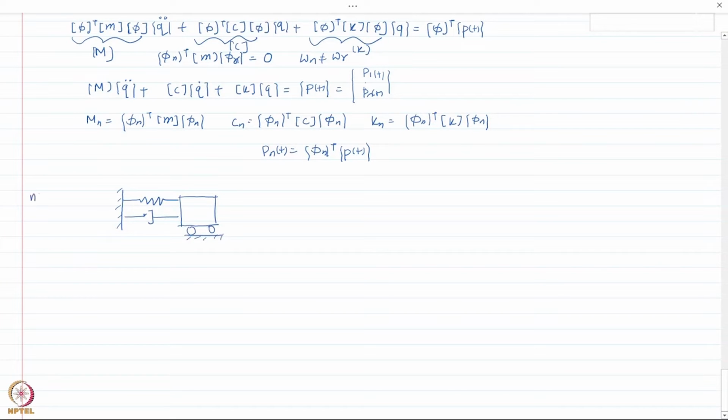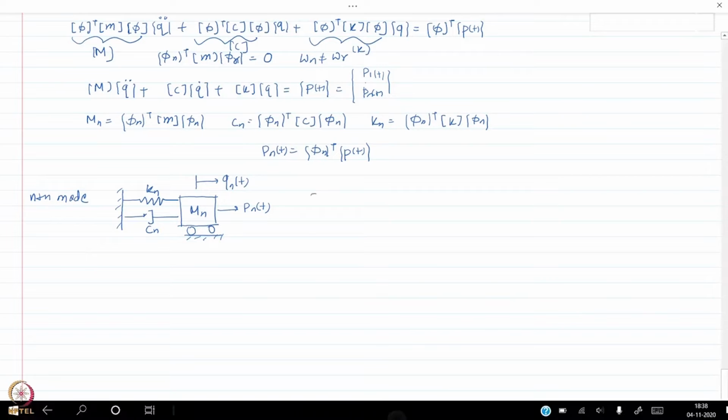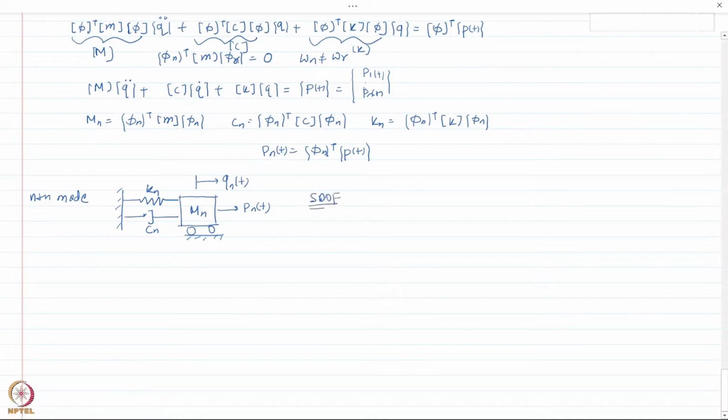So this is, let us say, for the nth mode: this is kn here, this is cn, the mass is mn, the displacement becomes qn(t), and the force applied on this one is pn(t). Basically this is the single degree of freedom system that we get by modal decomposition of the multiple degree of freedom system.